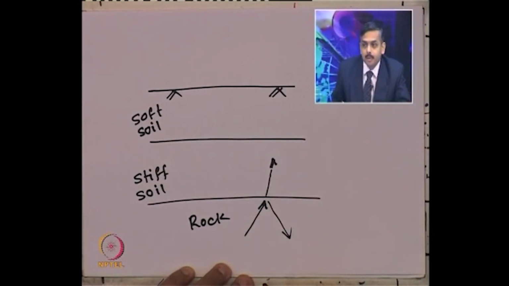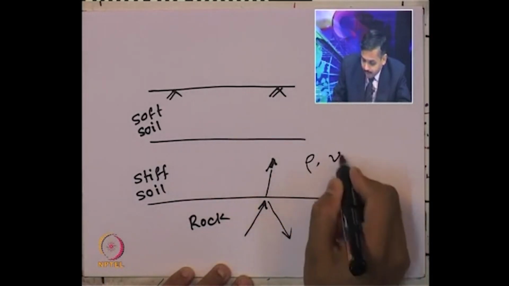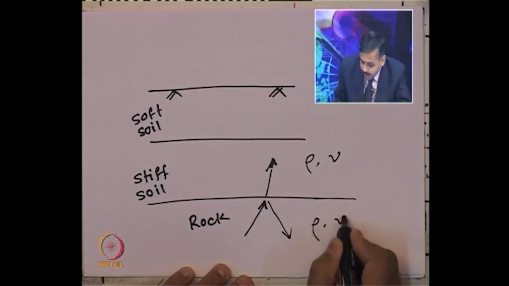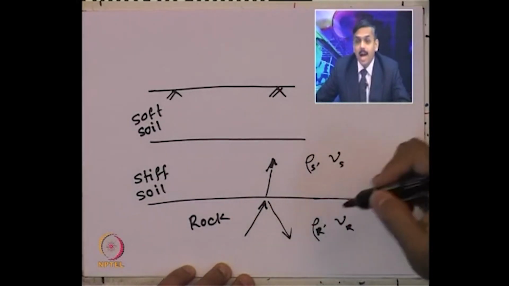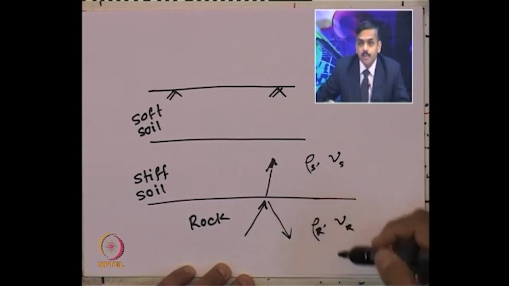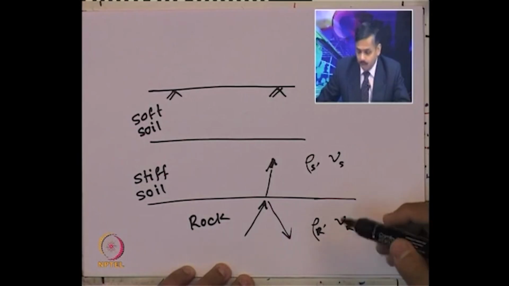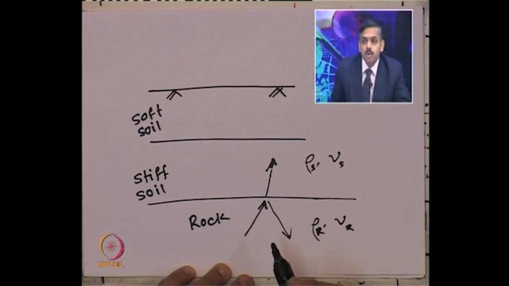Am I right? Now, depending on the values of rho and V of this material and this material, rho of rock, V of rock and rho of soil, V of soil. Which one will have more density? Of course, the rock compared to soil. Now, which one will have more velocity of wave? Of course, again rock compared to soil. So, which material will have more specific impedance? Of course, rock will have more specific impedance than the soil.